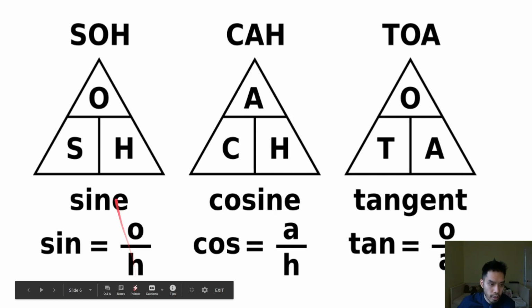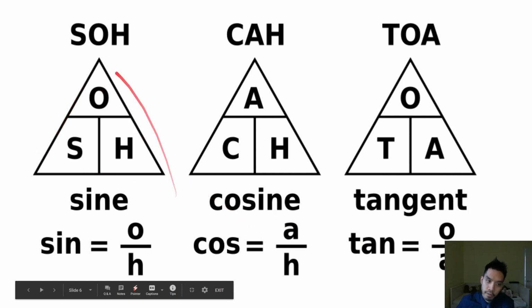Let me get my pointer here. So sine is defined as the opposite over hypotenuse. Cosine is defined as adjacent over hypotenuse. And tangent is opposite over adjacent, like we learned last time. Okay, so these are just formulas and how they relate to each other.